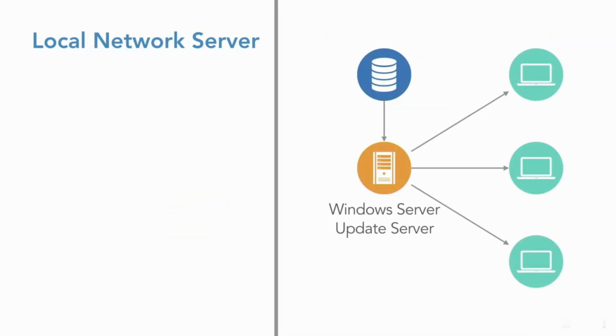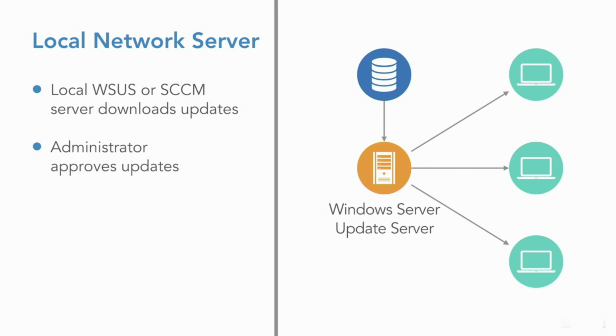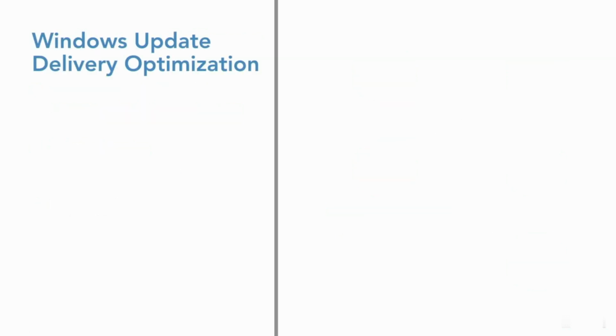If you need more control over updates, for example, if you want to approve them before installing them, then you'll need to use a solution such as Windows Server Update Services, or WSUS, or System Center Configuration Manager. WSUS first downloads all of the updates, which are then checked by an administrator. Once approved, WSUS will make the update available to devices within your organization.